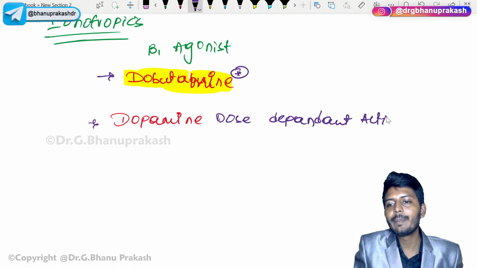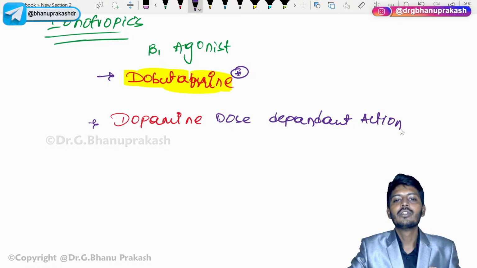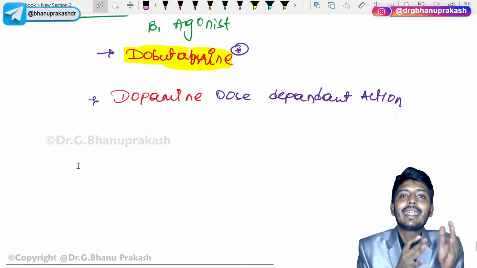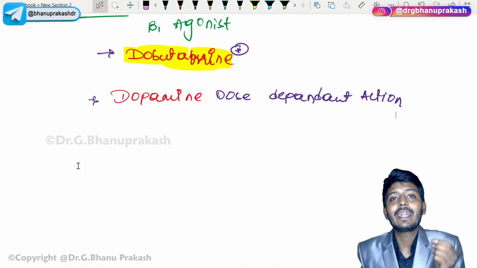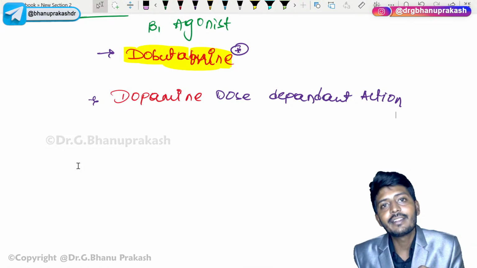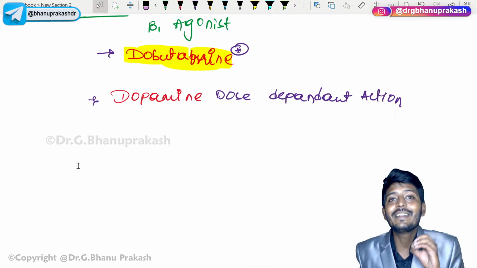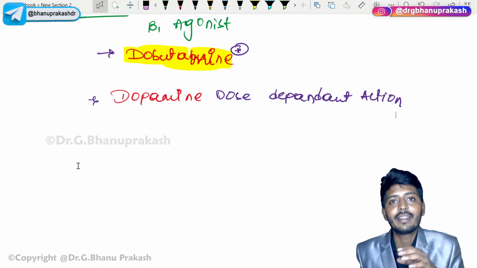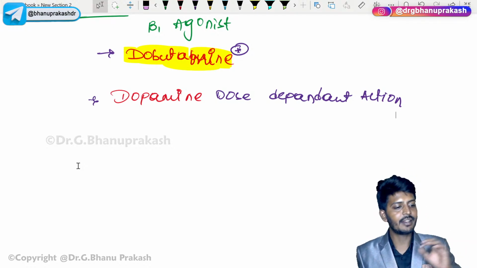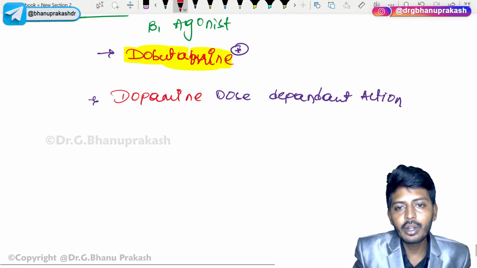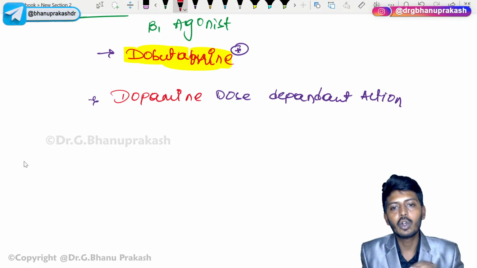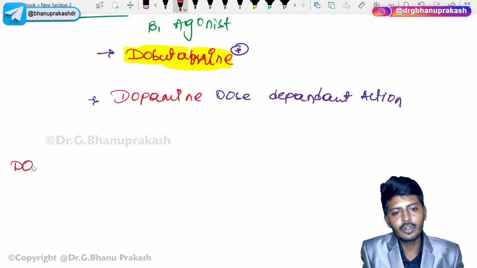What do I mean by dose dependent action? When dopamine is given at higher doses, it will act upon the alpha 1 receptor and also the dopamine receptor. If it's given at medium doses, it will activate the beta 1 receptor and D1 receptor. At low doses, it will activate the dopamine receptor. These are some important points to be remembered. So, my dear students, dopamine shows dose dependent action.